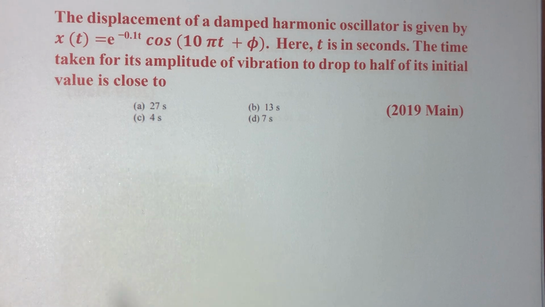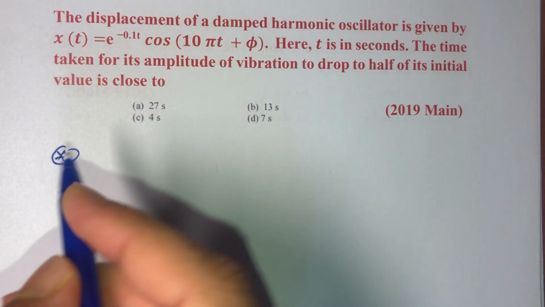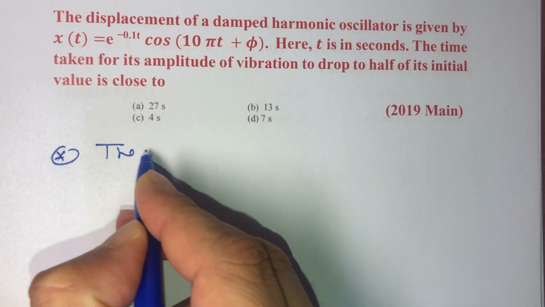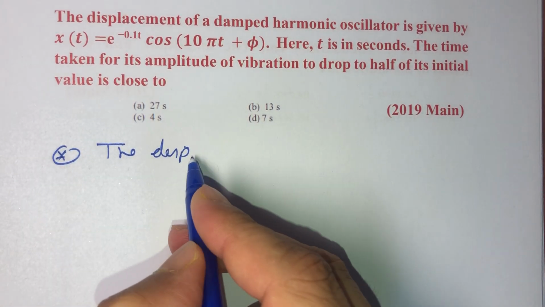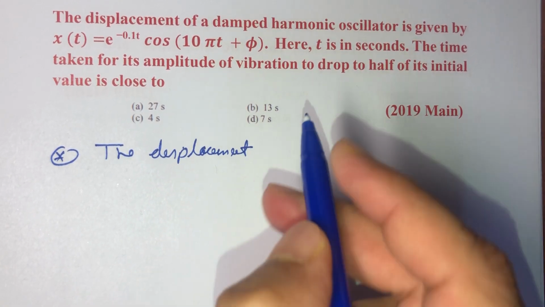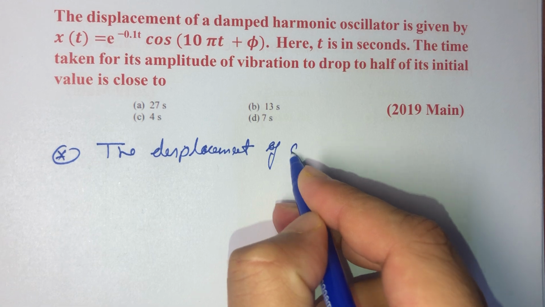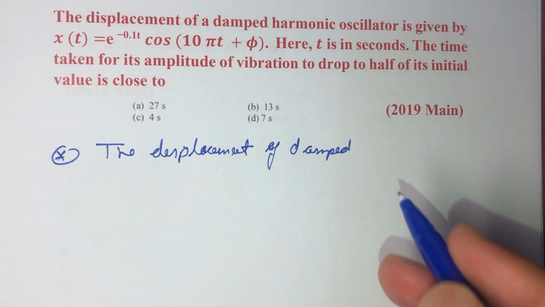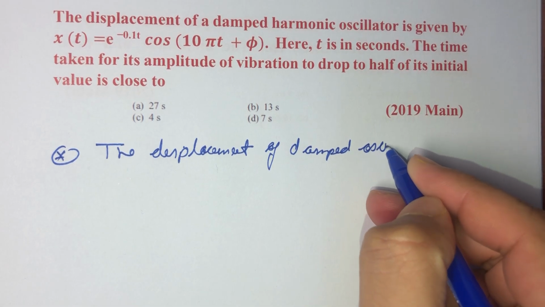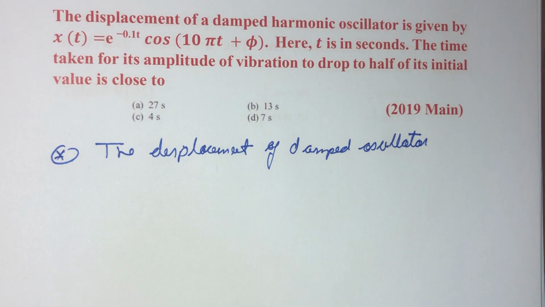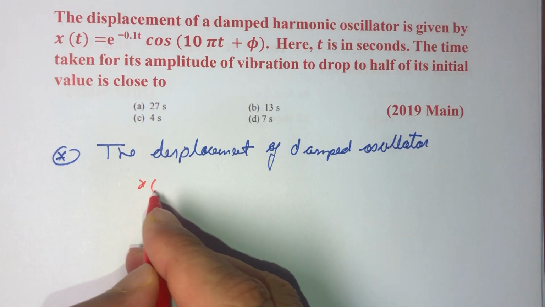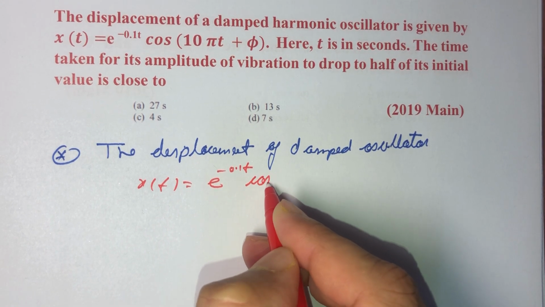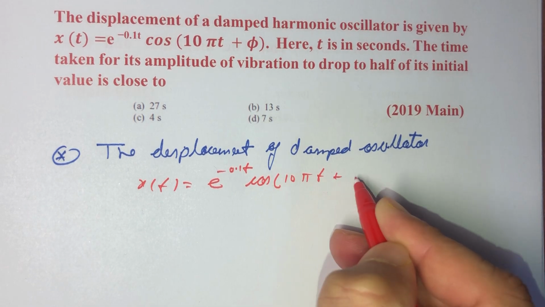So let us first of all write the equation which is given to us, and that equation is nothing but the equation for the displacement of a damped oscillator, and it is given by the equation x of t equals e raised to power minus 0.1 t cos of 10 pi t plus phi.